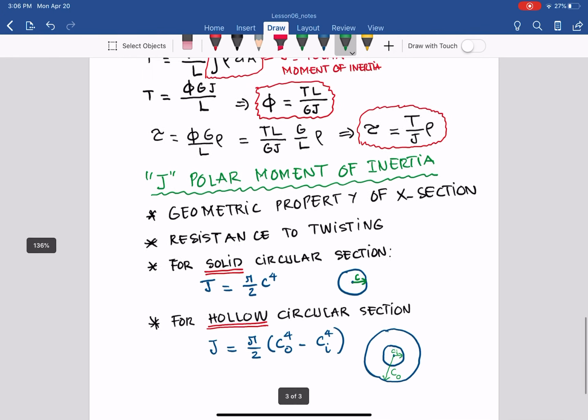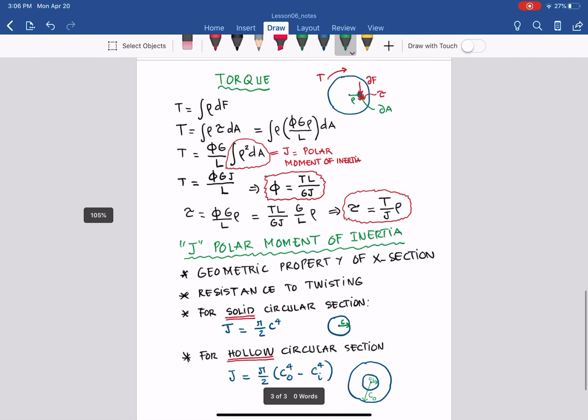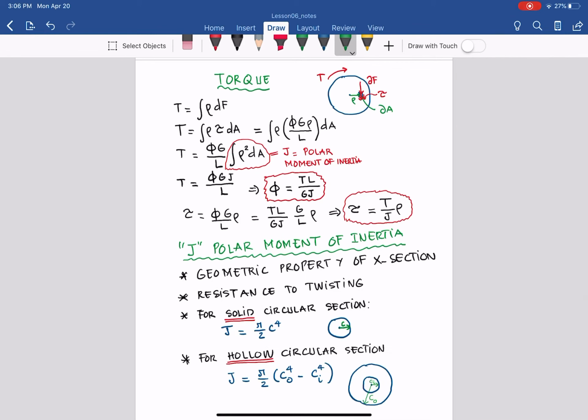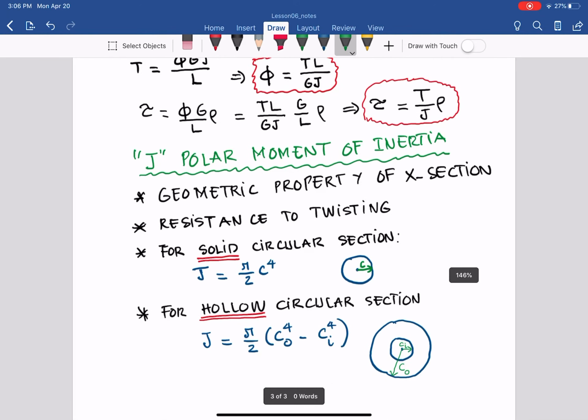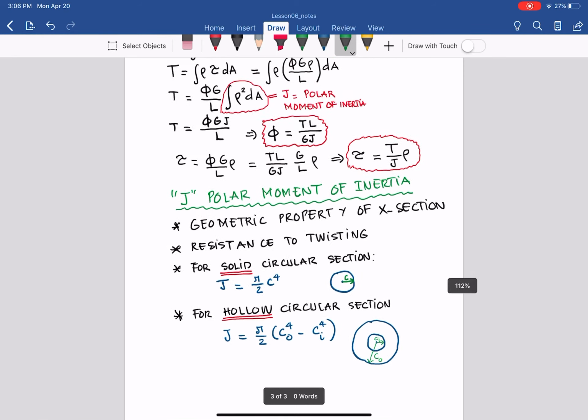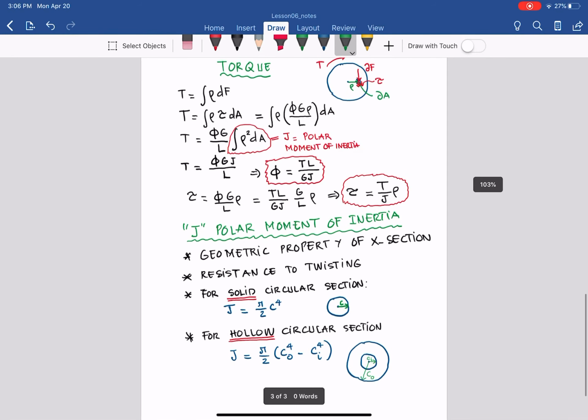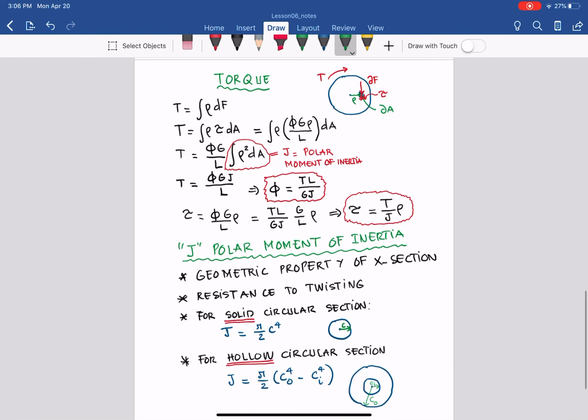So with that, we investigated the relationship between the torque and the angle of twist and the shear stress, including its distribution over the cross section, and then the polar moment of inertia, another geometric property of the cross section that resists twisting. And we're done for today's class.